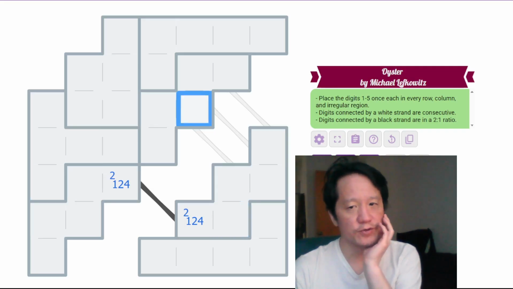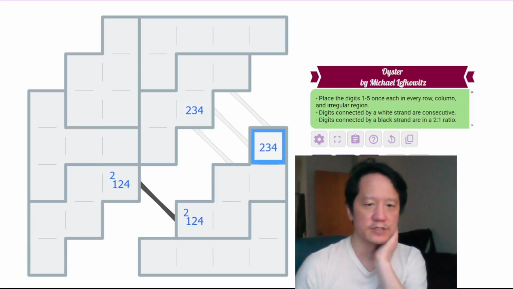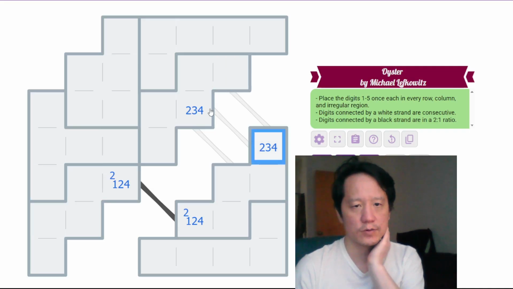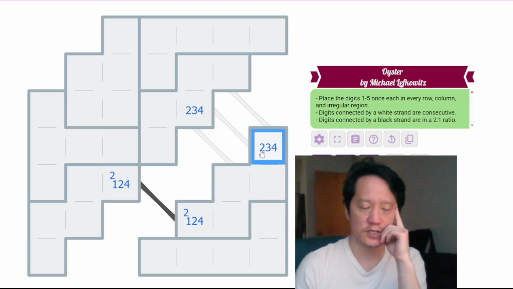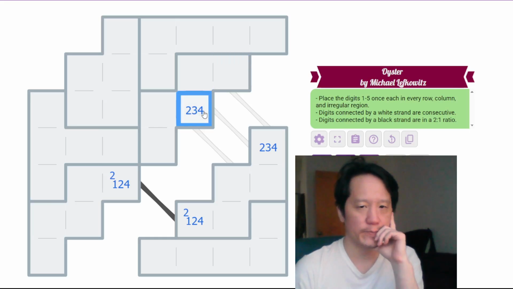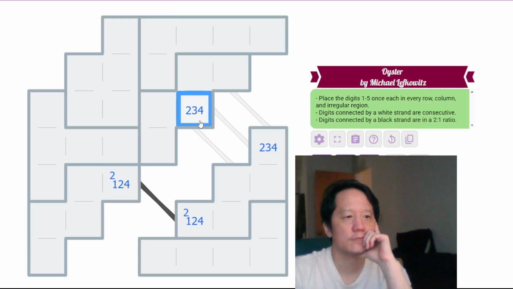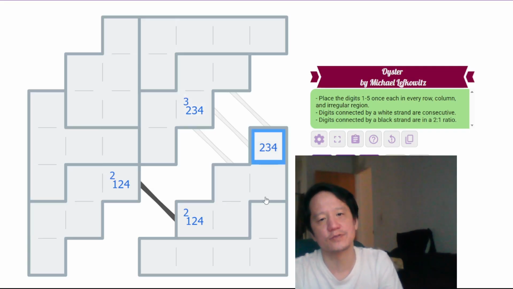This is consecutive with 2 unique digits, so it has to be 2, 3, or 4. This is consecutive with 2 unique digits. It must be 2, 3, or 4. So this must be 2 away from this digit here. And this digit must be 2 away from that digit there. So we're guaranteed one of these is a 3, right? It's either 2, 3, or it's 3, 4 to be consecutive. So one of these is a 3.